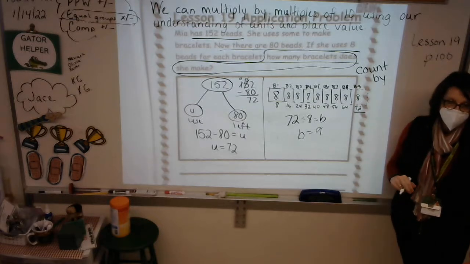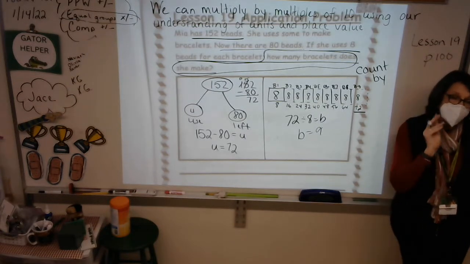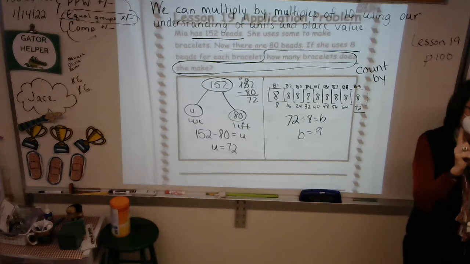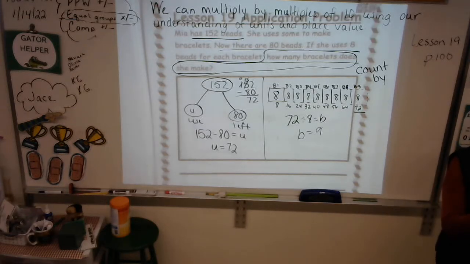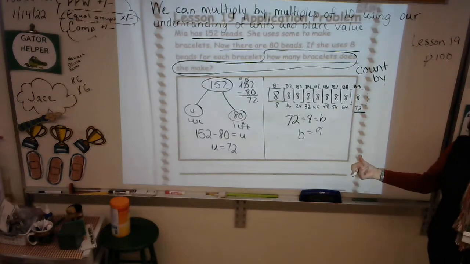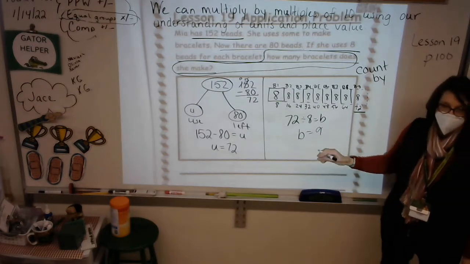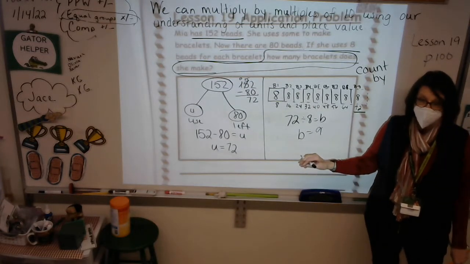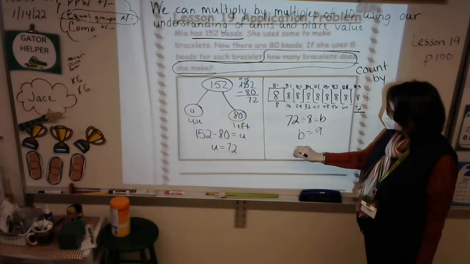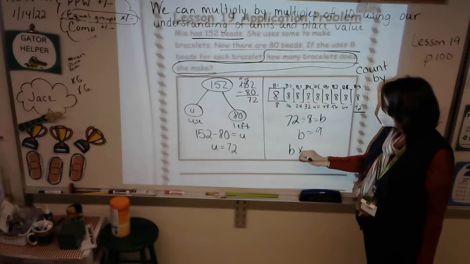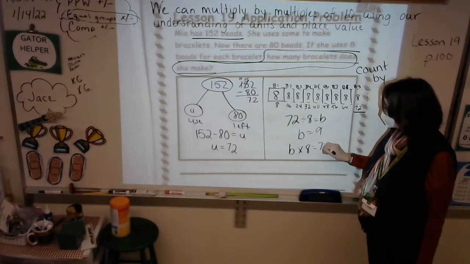Okay? B equals 9. Now, if you gave me a multiplication sentence, I would accept it, but only if you could put the B in the multiplication sentence. Who wrote a multiplication sentence for this? I know a lot of you did. What multiplication sentence did you write, Jace? I would accept that, except I probably would like B times 8. I would accept the other one too.